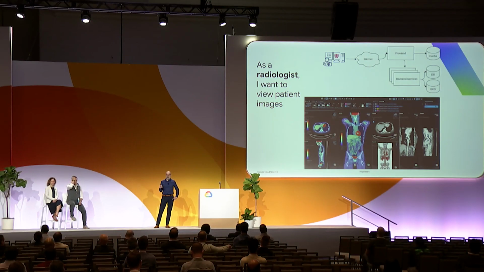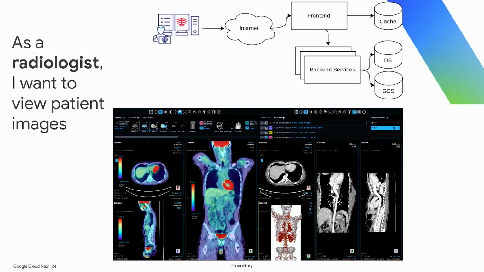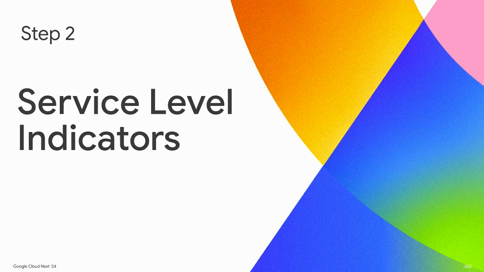And here's an overview of the user journey. You can see at the top we have a high-level traffic flow, and on the bottom we have the result after the images have loaded for the radiologist. So now we need a way to measure the user journey to make sure our customers are happy. For that, we use what are called service level indicators, or SLIs.